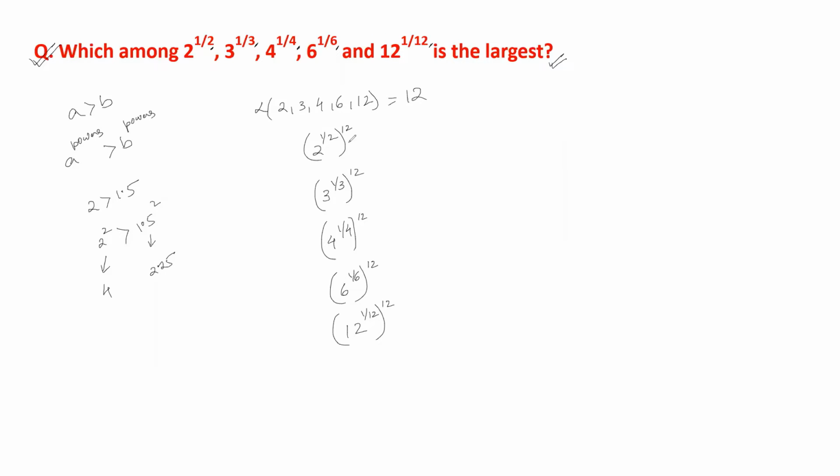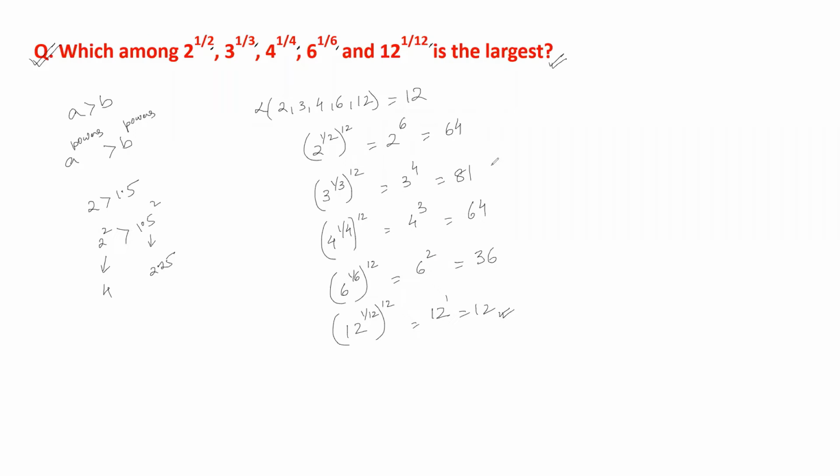So in that case, this surd would be 2 raised to power 1 by 2 to the power 12, which would be 2 raised to power 6. 3 raised to power 1 by 3 to the power 12 would be 3 raised to power 4. 4 raised to power 1 by 4 to the power 12 would be 4 cube. 6 raised to power 1 by 6 to the power 12 would be 6 square. And 12 raised to power 1 by 12 to the power 12 would be 12 raised to power 1, which would be 12. So 2 raised to power 6 is 64. 3 raised to power 4 is 81. 4 cube is 64. 6 square is 36. And 12 raised to power 1 is 12.